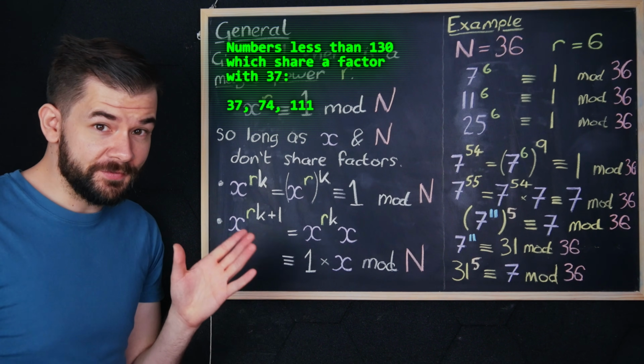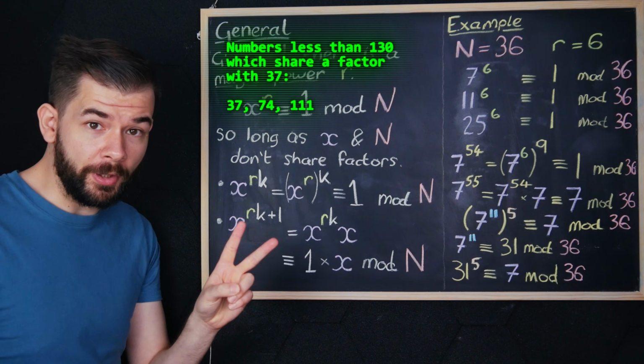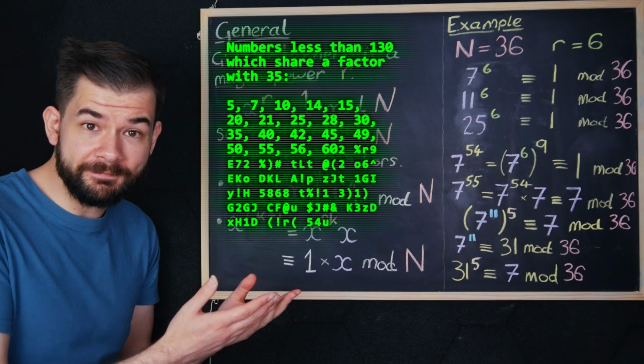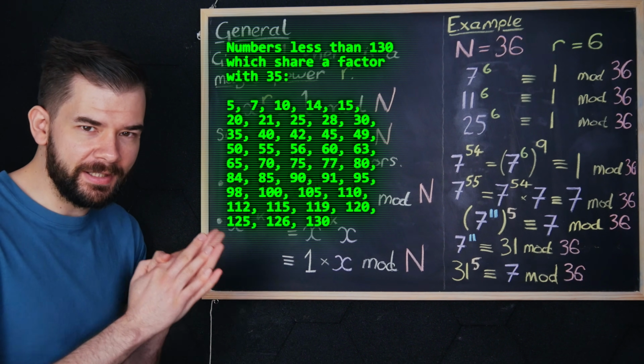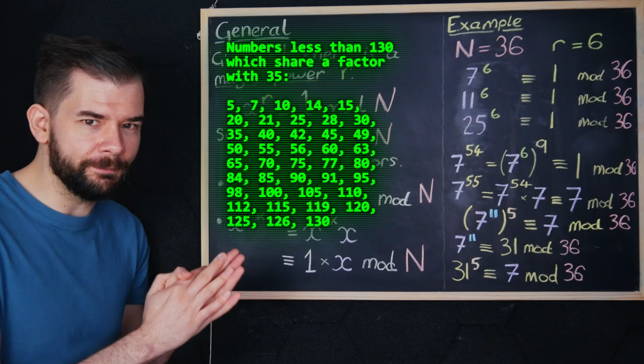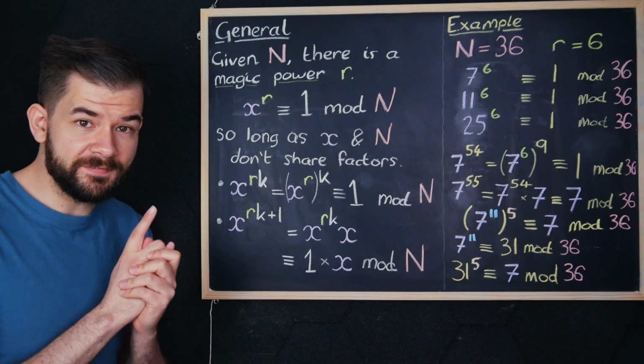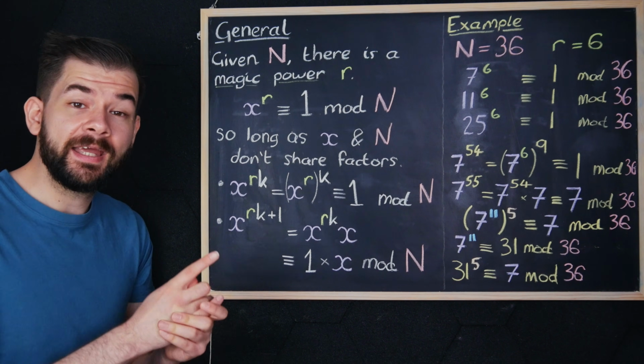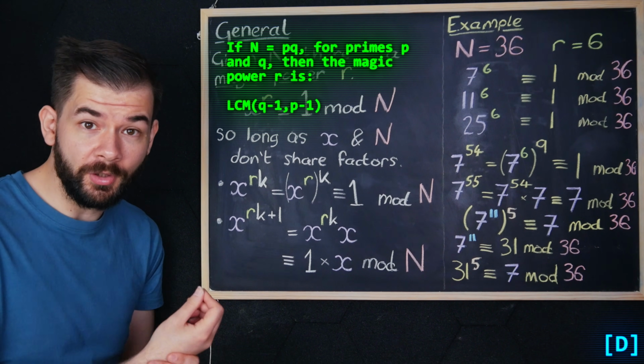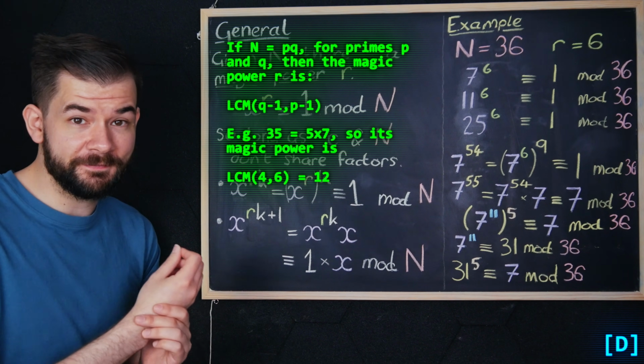The answer is just to take the product of 2 primes, so a number like 35. That balances both issues. There aren't that many numbers sharing factors with 35, and also, the magic power is difficult to calculate. In fact, it's the lowest common multiple of 1 less than each of its factors.